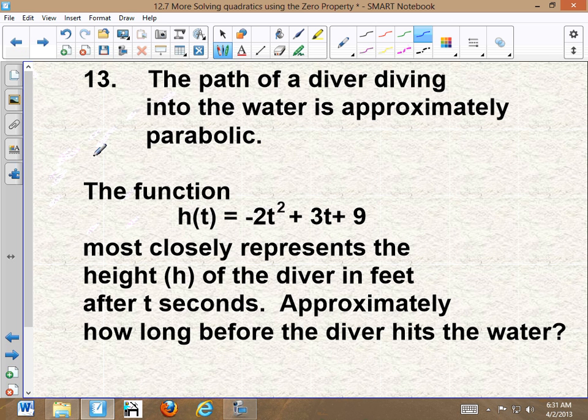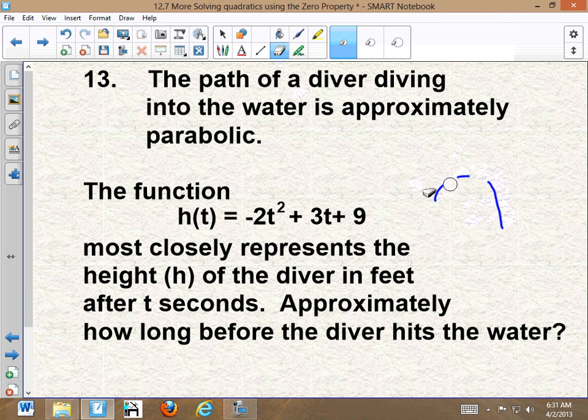Let's look at this one. The path of a diver diving into the water is approximately parabolic. That means it's a parabola. That means him diving into the water is a parabola, okay? This function, if you graphed it, would be a parabola, okay? Most closely represents the height of the diver in feet after t seconds. So height is h, time is t.